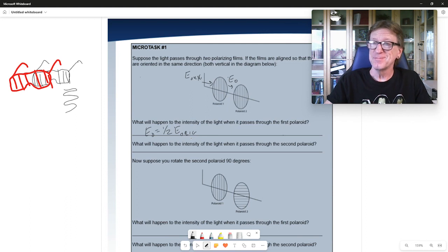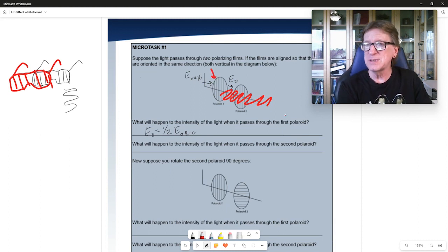Nothing. Because the only light that comes through here has this left-right polarization, right? However, the second polarizer also allows that left-right polarization to go through. So while half of it got cut out here at this first one, what's left makes it through all the way without any trouble at all. And so the answer here is nothing happens to it.